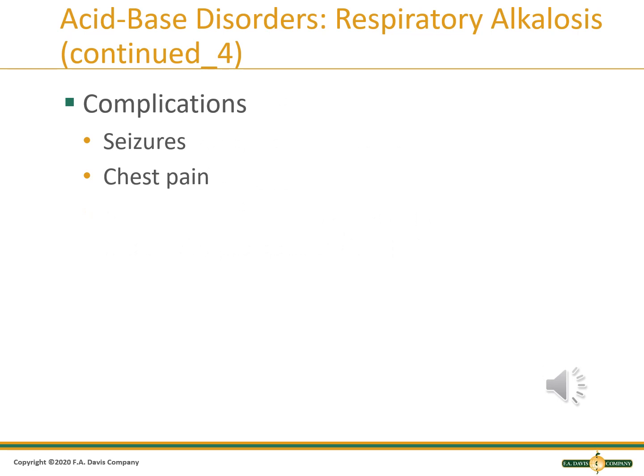Respiratory alkalosis results from an increase in the rate of alveolar ventilation. Hyperventilation decreases serum CO2 in the lungs and blood as CO2 is eliminated by the excess respirations. Complications of respiratory alkalosis include seizures related to decreased oxygen carrying capacity to cerebral cells, and chest pain from cardiac and non-cardiac causes related to anxiety and hyperventilation.